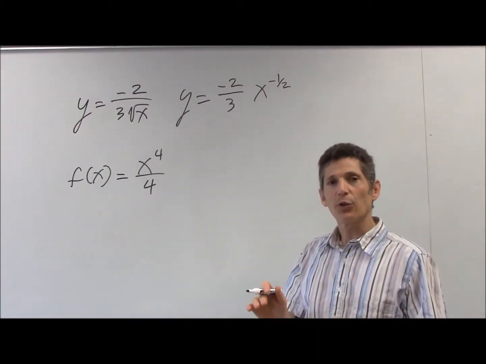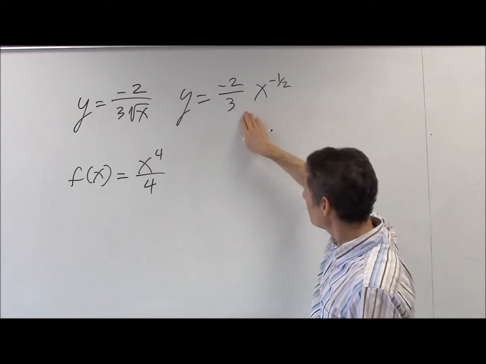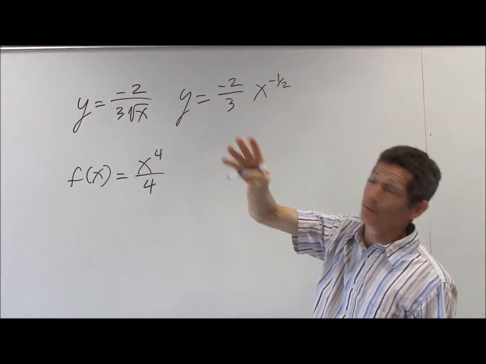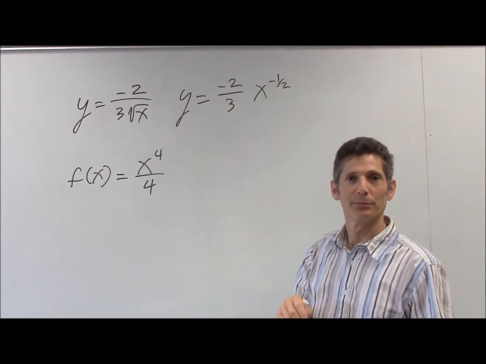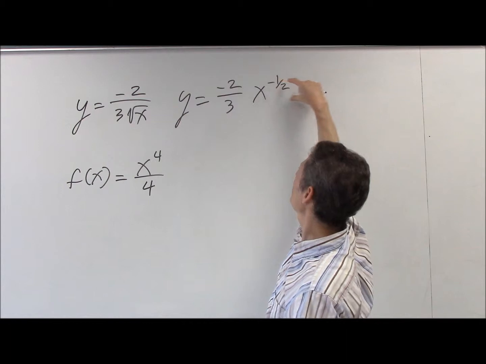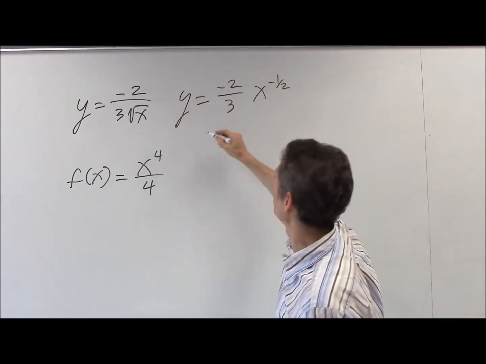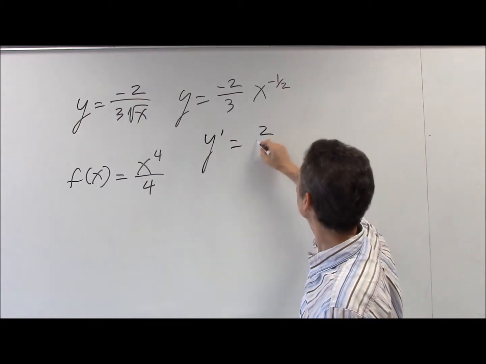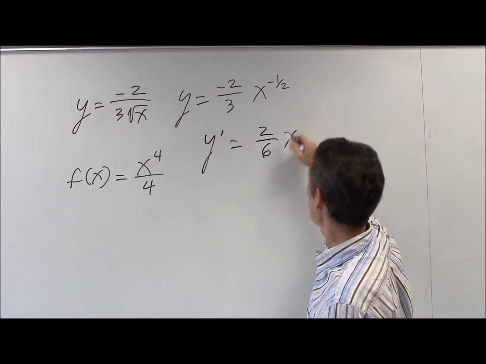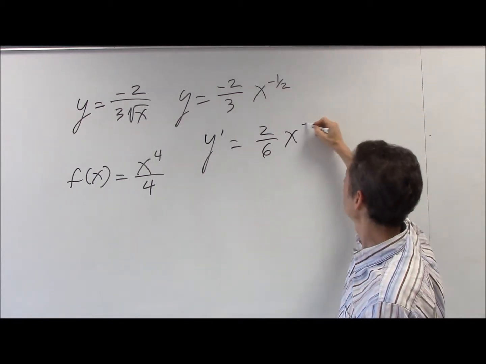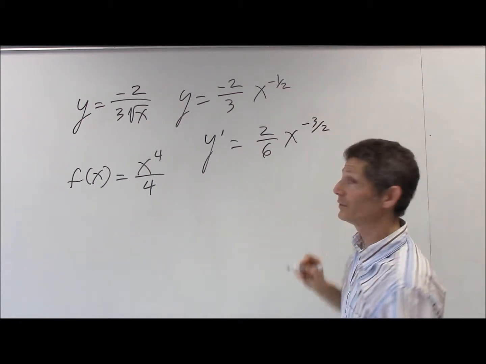Remember, when you take the derivative, you want some number x to some power, if possible. Then you can use the power rule. So I have 1/2 times negative 2/3. Remember, multiply the tops, multiply the bottoms. y prime equals positive 2/6 x to the, I have to subtract 1 from negative 1/2, that is negative 3/2.